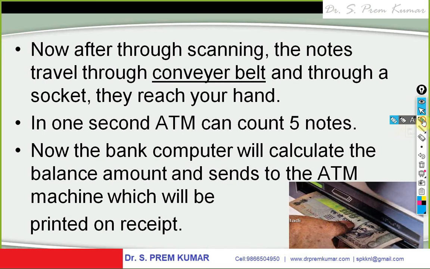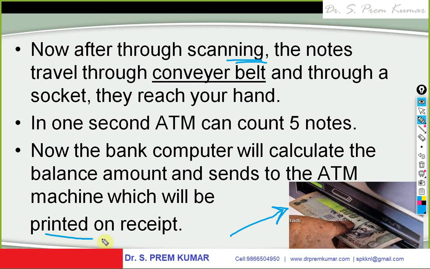Now after scanning the notes, the number of notes it has ejected out, the information is sent again to the centralized bank. Now the bank computer will deduct and calculate the new balance of the account holder. And that calculated result is sent back to the ATM machine, and the ATM machine, through its inbuilt printer, prints and gives the receipt for you.